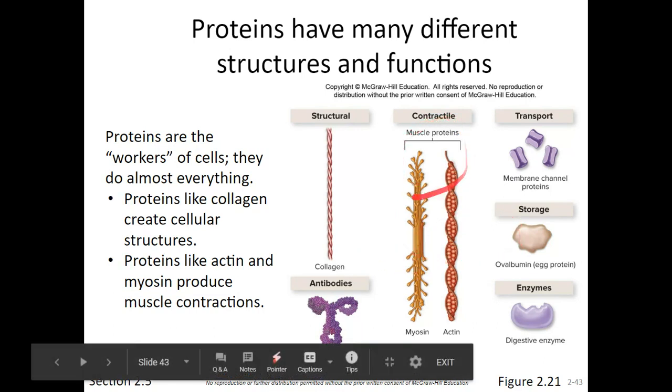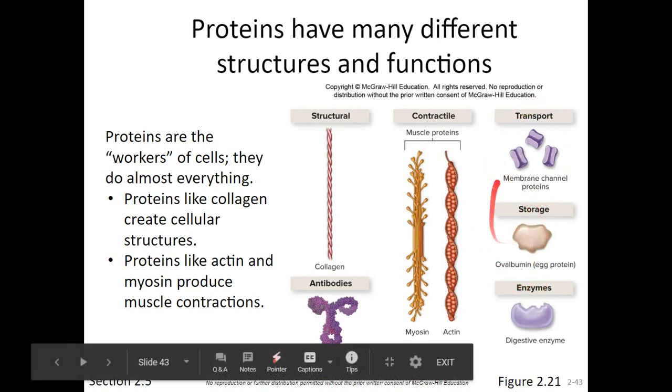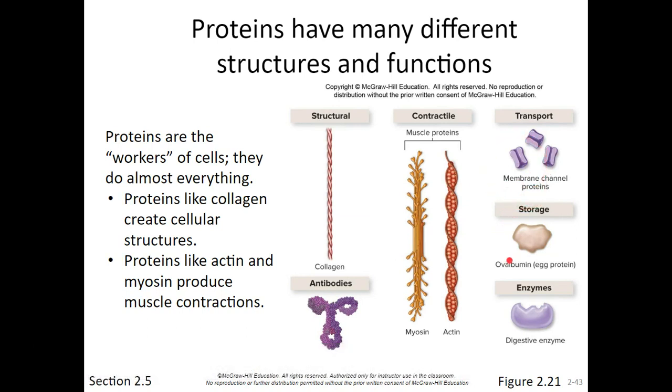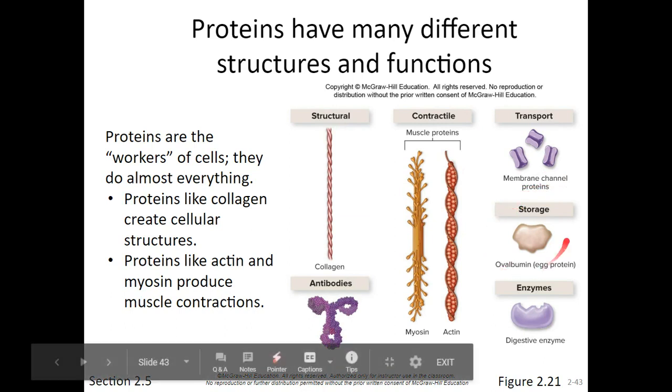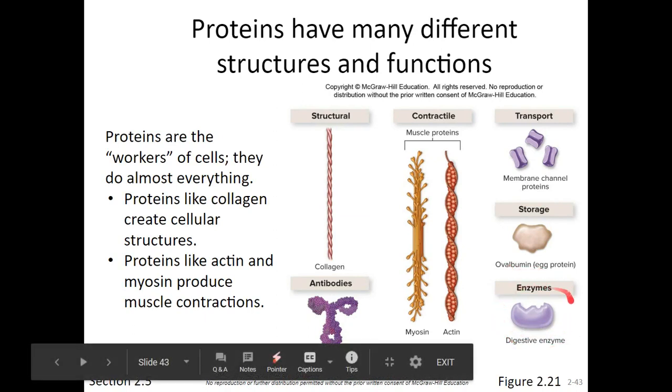Contractile proteins help in movement of our body. Transport proteins, such as membrane proteins, help in transporting different substances in our body. It is also in membrane channel proteins. Storage proteins help in different types of food storage, for example, egg protein. Enzymes take part in different chemical reactions in our body, and they are known as biological proteins.